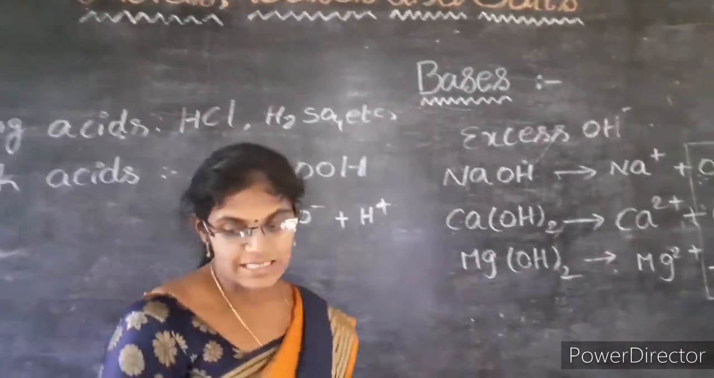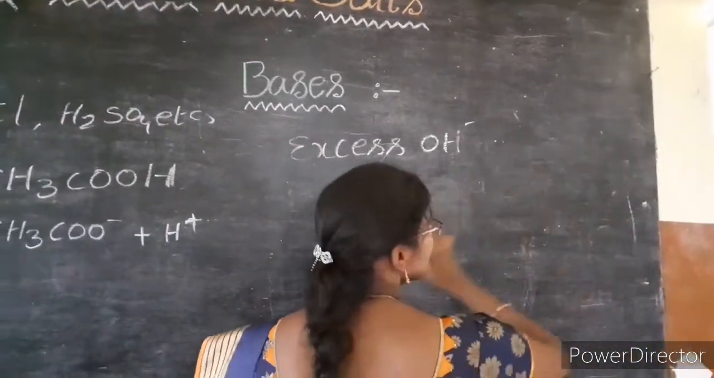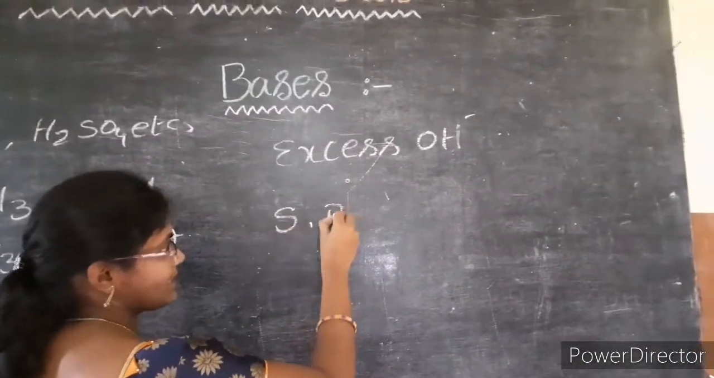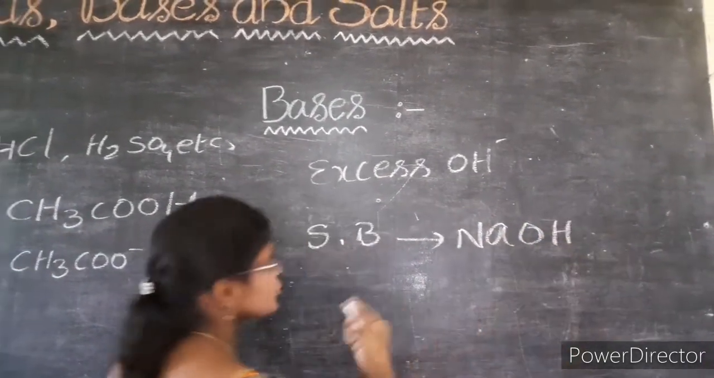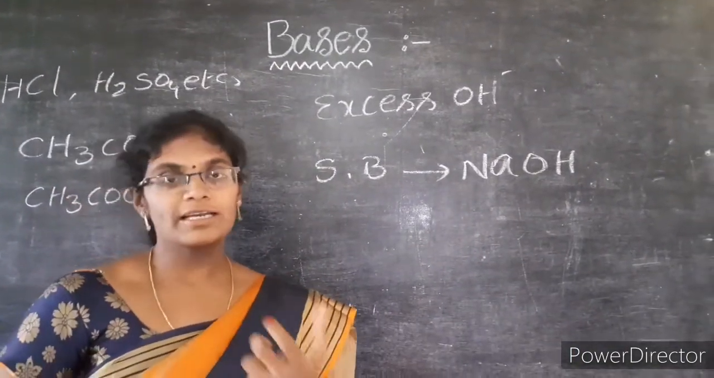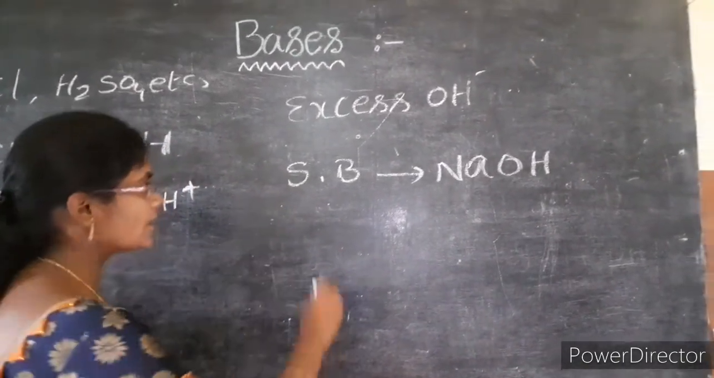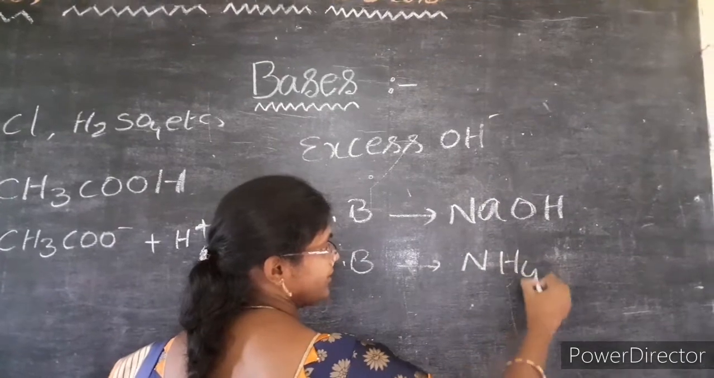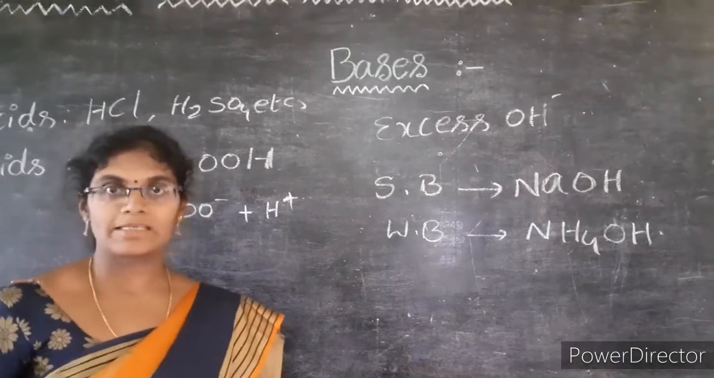Similarly for bases, a base which releases more OH- ions in aqueous solution is called a strong base. For example, NaOH is the example for a strong base. Similarly, the bases which release very few OH- ions into aqueous solution are called weak bases. An example is ammonium hydroxide, the best example for weak bases.